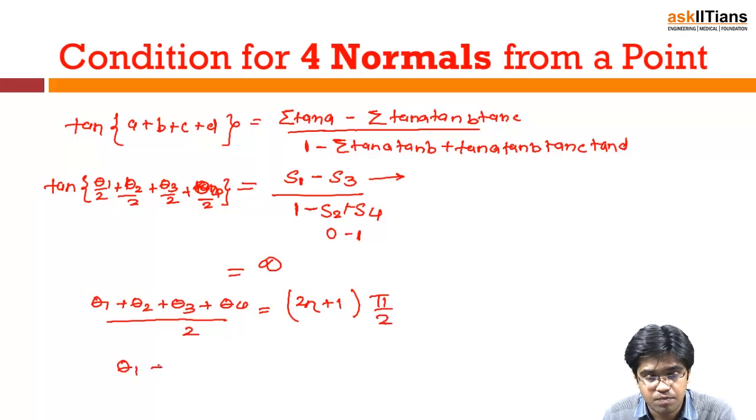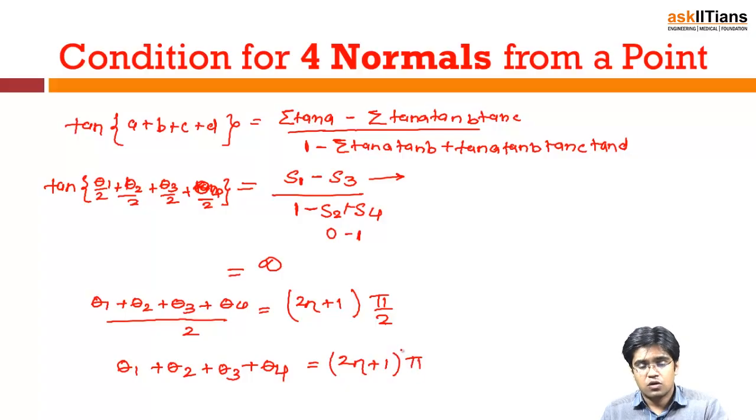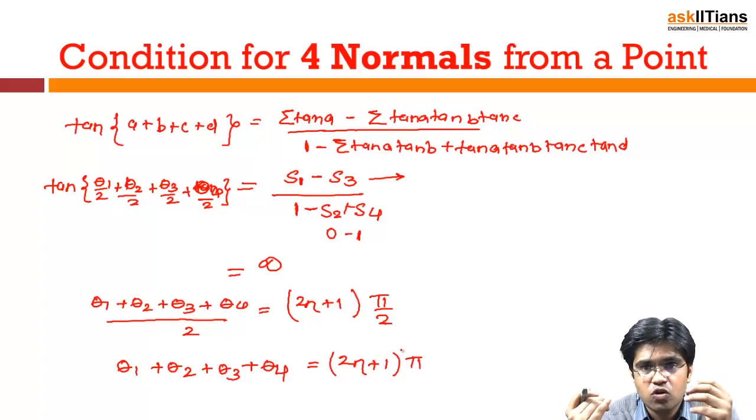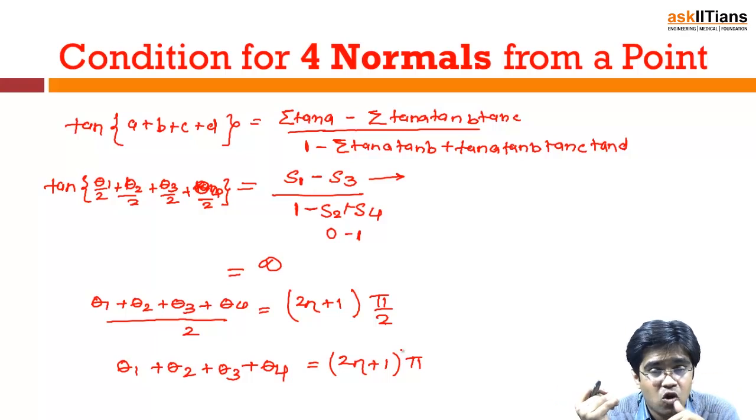Or if I take theta 1 + theta 2 + theta 3 + theta 4, this is an odd multiple of pi. Now what is this? This says that if you draw 4 normals from 4 different parametric angles, and the sum of their parametric angles equals (2n + 1) pi, then they are concurrent. And from that concurrent point, if you look in the reverse direction, you can draw 4 normals. So this is how interesting this concept is.